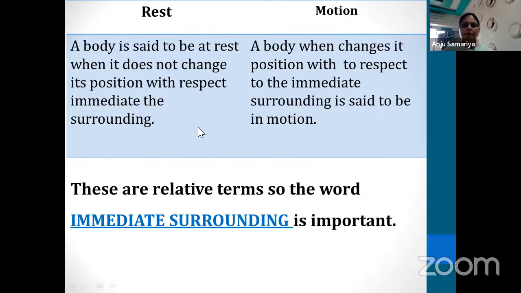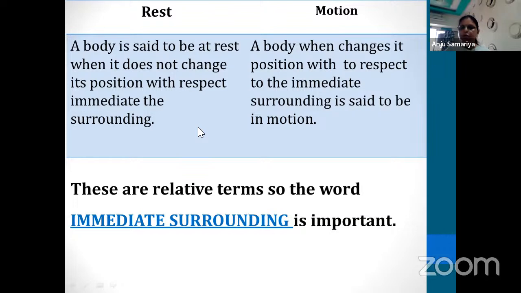First of all, motion and rest. They are relative terms. Why are they relative terms? Because we relate with the immediate surrounding. You are sitting at your place, at your home, so you are at rest. But if someone from space looks at you through a satellite, then what happens? You are moving along with the earth, isn't it? So you are in motion as well. But what we see is the immediate surrounding.